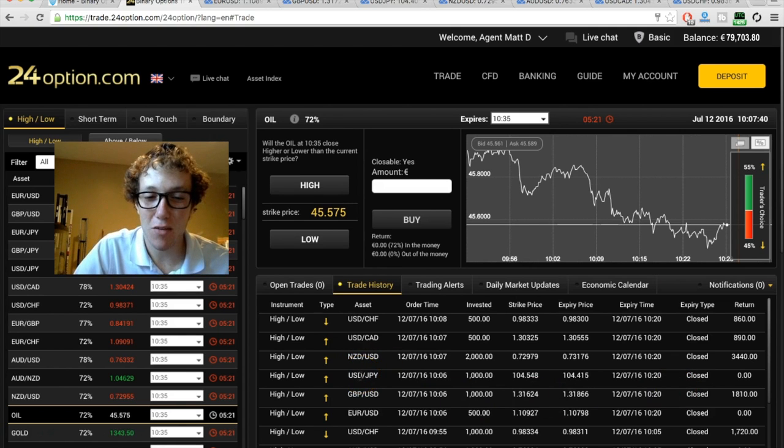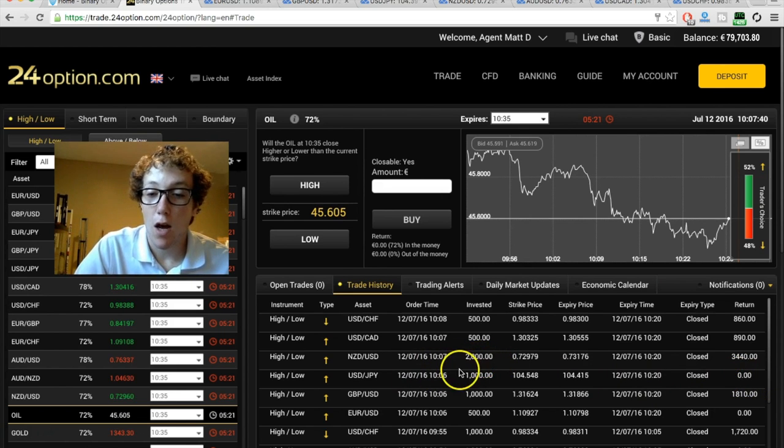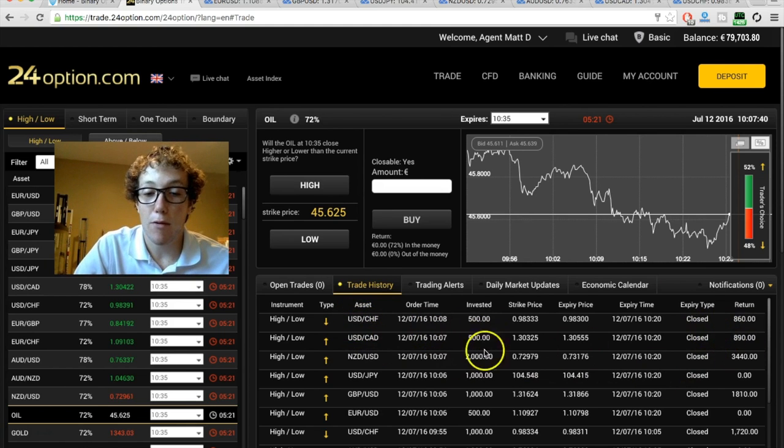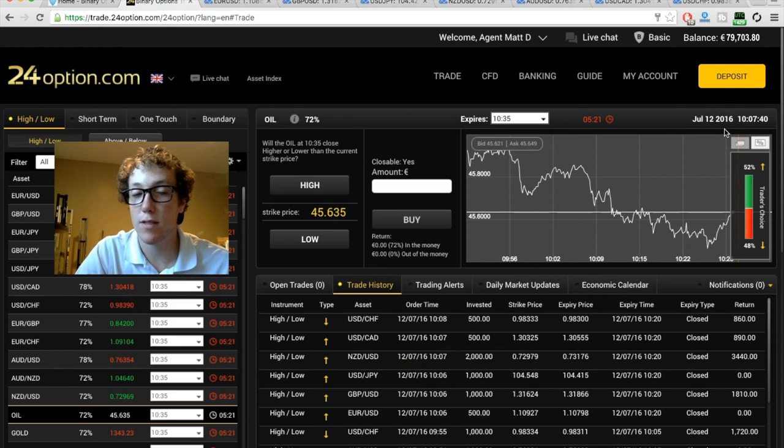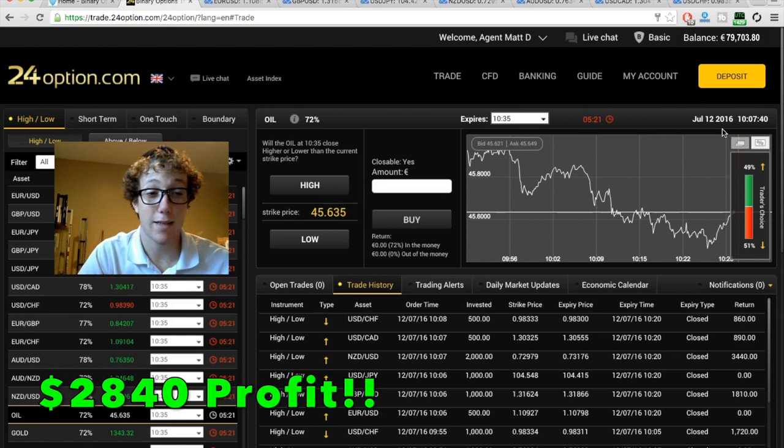Then the USD JPY trade, which was $1,000, did not carry through that steady trend that we saw throughout the whole time. Finally had a reversal. It was gonna happen eventually. It always does, and we just happened to catch it. So that trade lost. Then the NZD USD, the strong reversal that we saw, actually was a strong reversal and finished throughout the entire trade, so a winning trade there. And then these 2 US Canadian dollar and USD CHF trades that were both $500 finished in the money, so very good. So as you can see up here, our account balance is $79,703.80, and that's a very good profit. We profited $2,840 in that time trading.